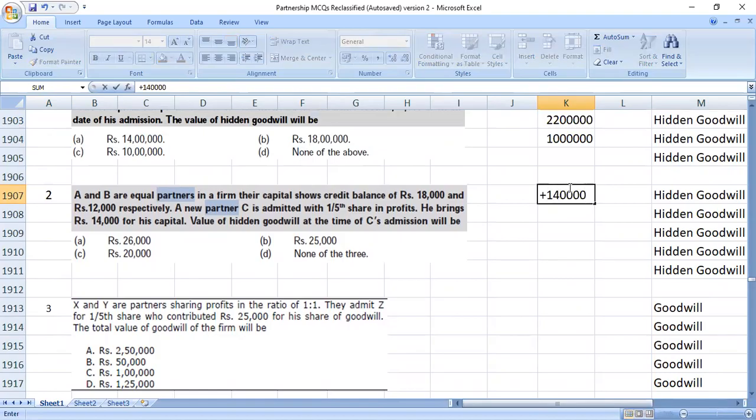14,000 C is bringing for 1/5 share. So 70,000 should be the new capital, but the actual capital is 14,000 plus 30,000 and the reserves 44,000. So if you look at the goodwill, it is 26,000.